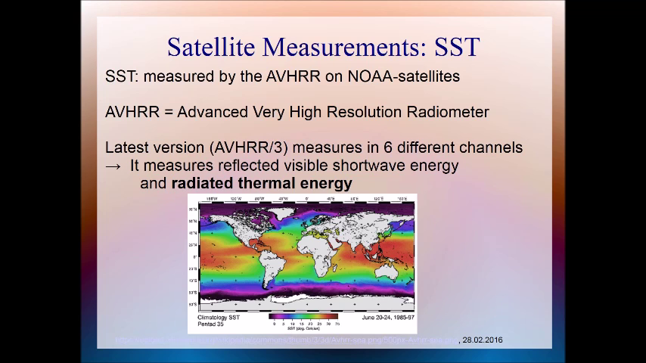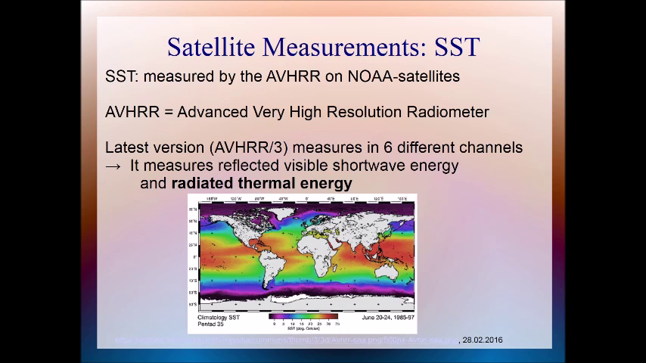There are two channels that measure in the thermal spectrum at different wavelengths. This is referred to as the split window technique, and allows to calculate the transmissivity through the atmosphere, and thus gives us the sea surface temperature of the measured surface.